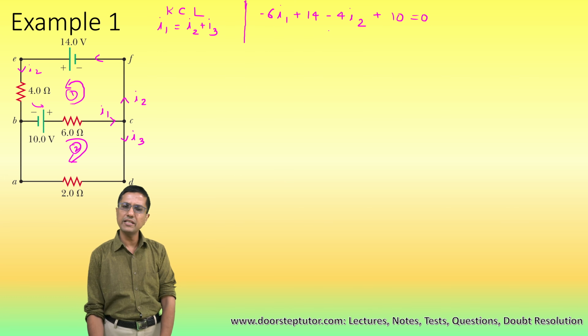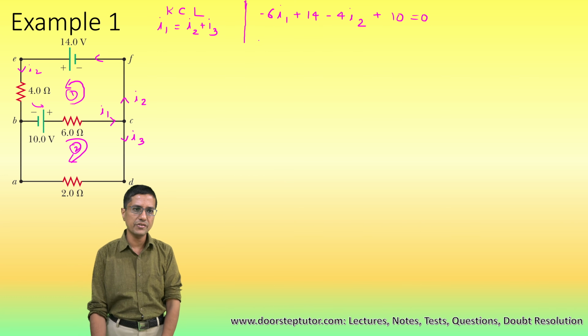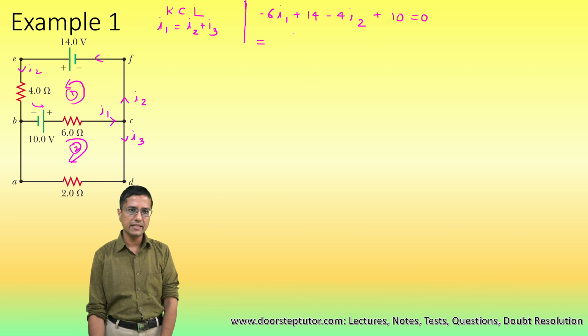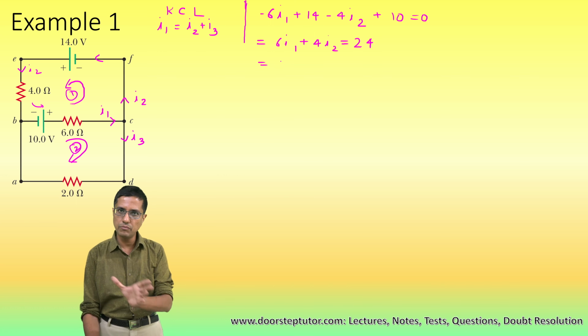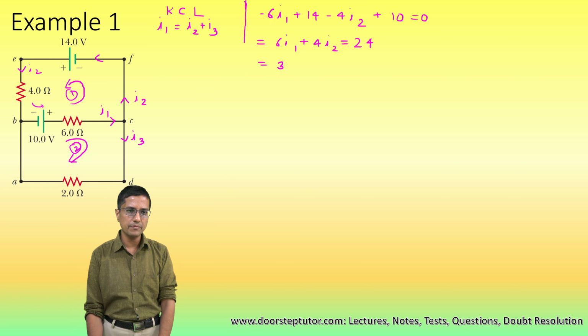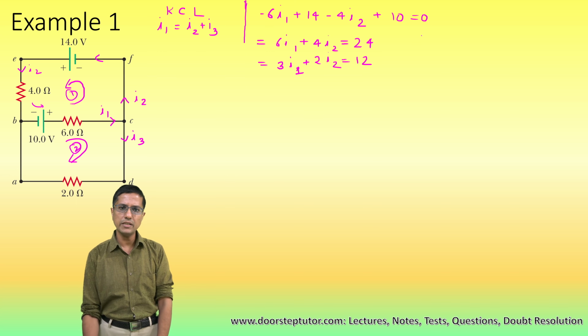So we try to simplify this equation right then and there. What happens is that this becomes 6 I1 plus 4 I2. I change the sign also, and this becomes 24. We simplify it further. We divide all the terms by 2, and this becomes 3 I1 plus 2 I2 equal to 12. Nothing complicated, very simple.